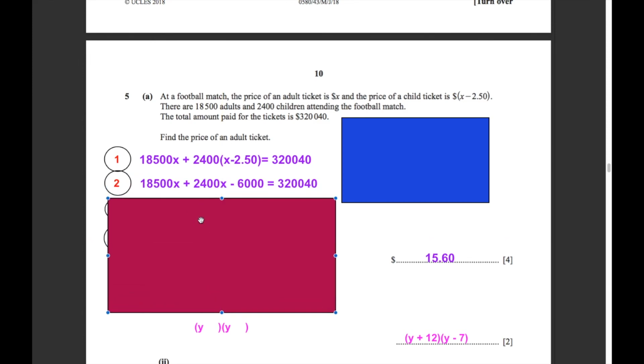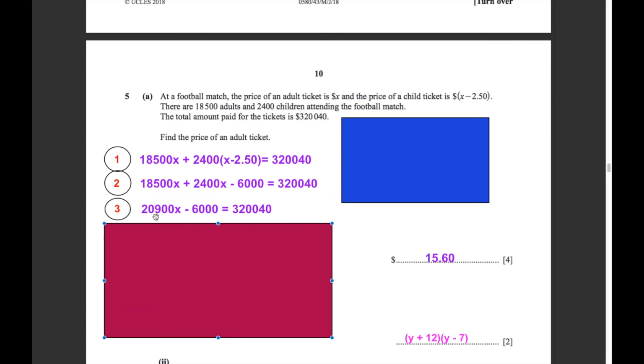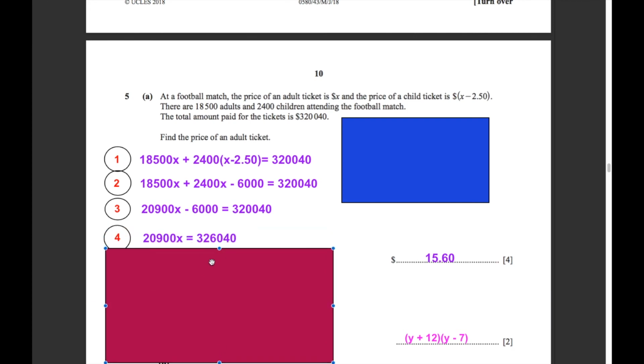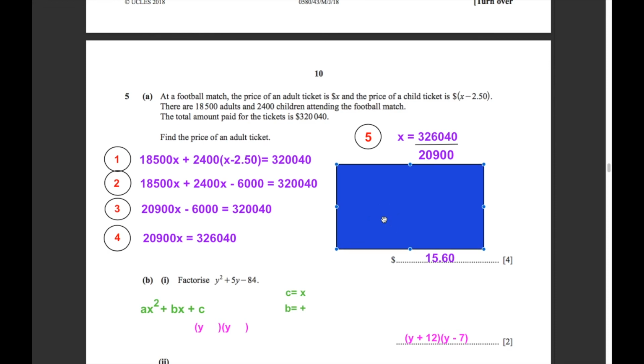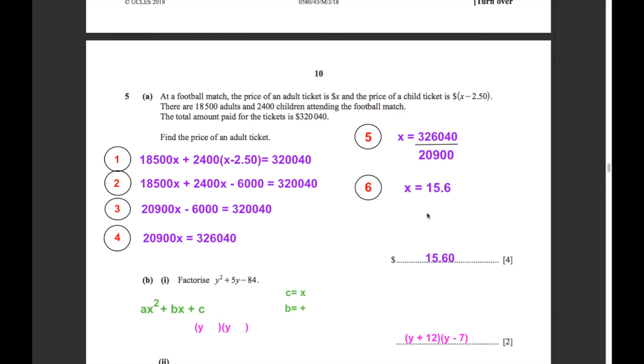So step one would be expanding. So 2400 times X, and then 2400 times negative 2.50, which is negative 6,000. Then we're going to place the like terms together. So these two X values together gives you 20,900X. Okay? Then we're going to move this negative 6,000 to this side so it becomes positive. So we're just going to add, and this is what you get, right? Then you come here, you're going to move the 20,900 here, so it's going to divide. And then your final answer would be 15.6.